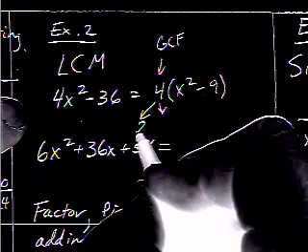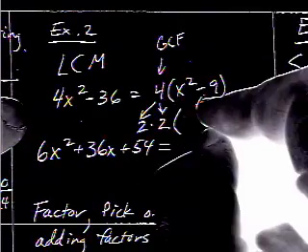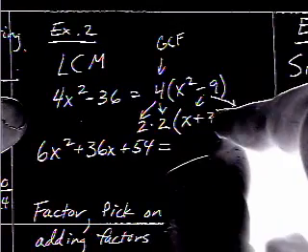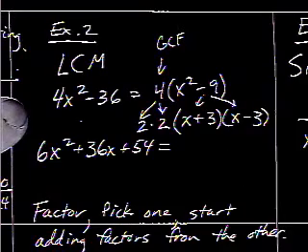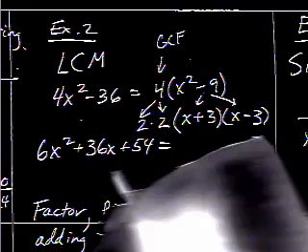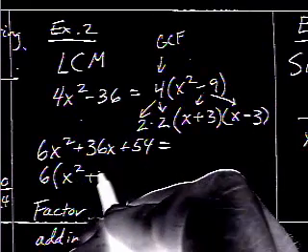In fact, 4 gets broken down into 2 prime factors, 2 times 2. And x squared minus 9, which is a difference of perfect squares, is x plus 3 and x minus 3. So there's the prime factorization of 4x squared minus 36. Well, then we got this one, 6x squared plus 36x plus 54. Let's start with, of course, a GCF.